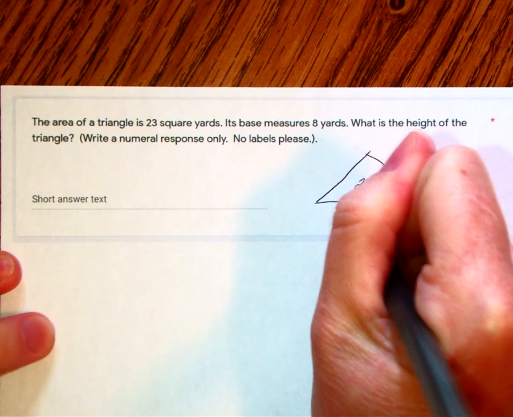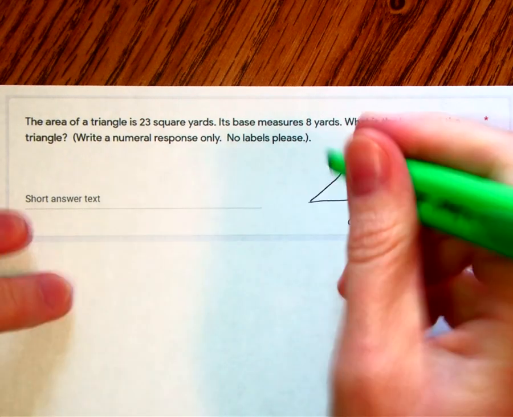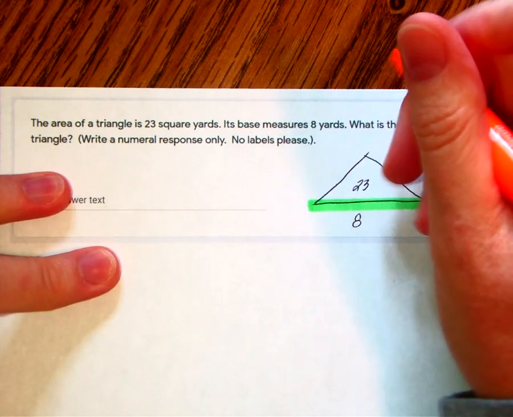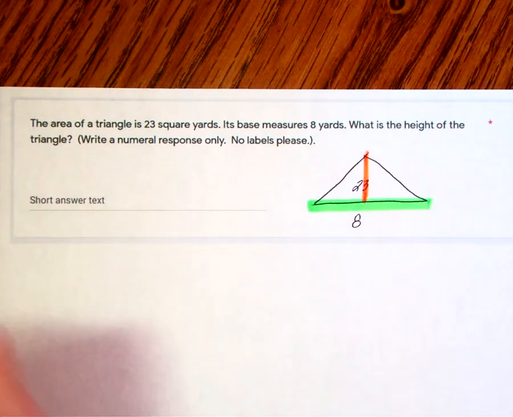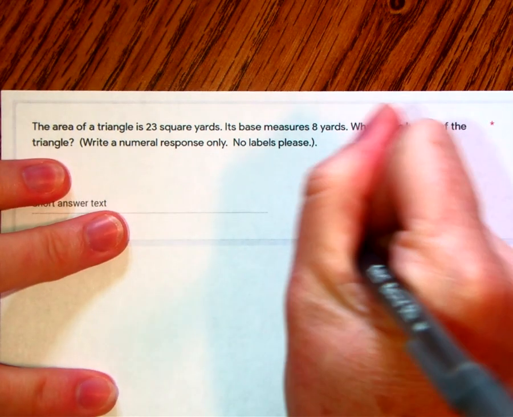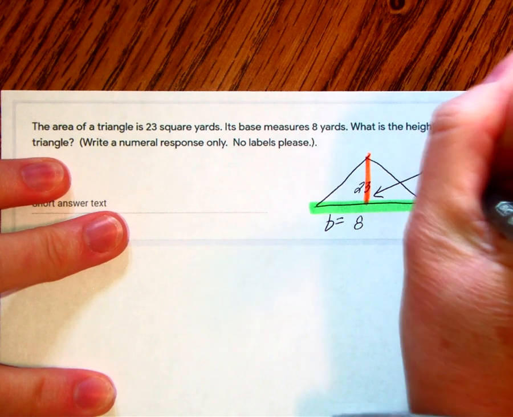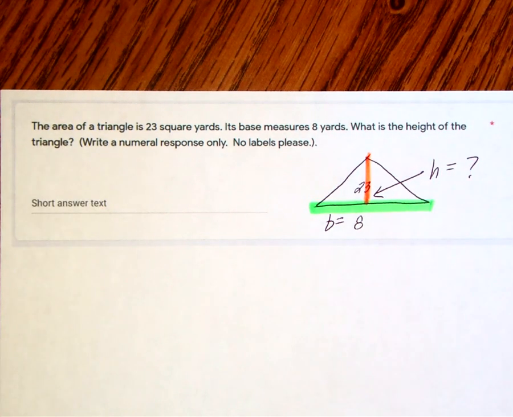And my base is 8, which means they're talking about this guy. And they're saying, hey, I don't know the height. The height is unknown. H equals question mark. We don't know. Now, had this been a parallelogram, we would have just done 23 divided by 8 and we'd be done. And I know there's a lot of temptation out there to say 23 divided by 8 will get my answer. Unfortunately, it will not get your answer.